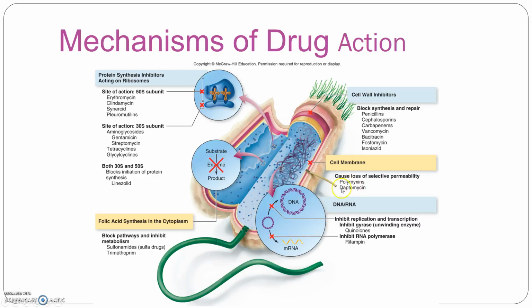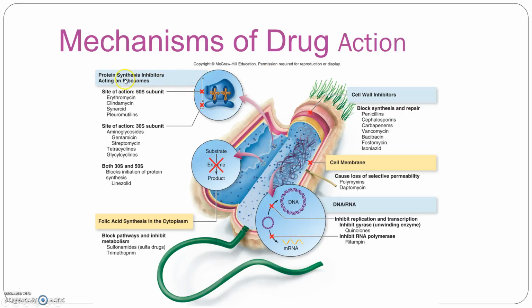The next one on the list, I believe, will be DNA and RNA. If you recall, this is the plasmid. In this case, the arrow here is crossing out the DNA replication and transcription, as well as, in some cases, the messenger RNA getting transcribed. And in this case, there are certain drugs that will actually inhibit the RNA polymerase.